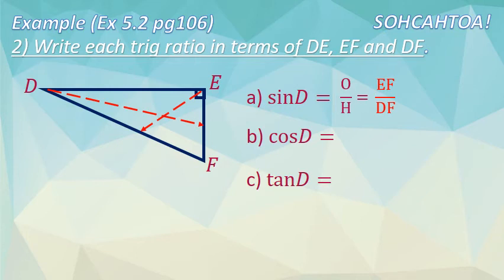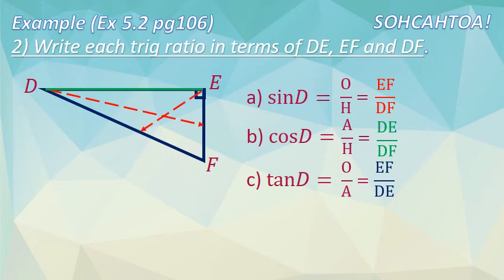Now let's go to the cosine of D. Cosine, SOHCAHTOA, CAH, is adjacent over hypotenuse. So which side is adjacent to angle D? It can't be DF because that's the hypotenuse, so it must be DE. And so cos of D is DE over DF. Then last but not least, we have tan of D, which is the opposite over the adjacent. We've already established that EF is opposite and adjacent is that green side of the triangle, DE.